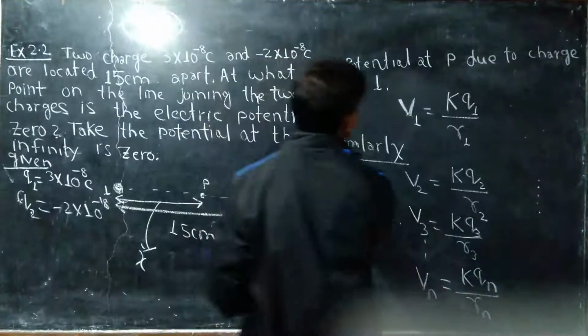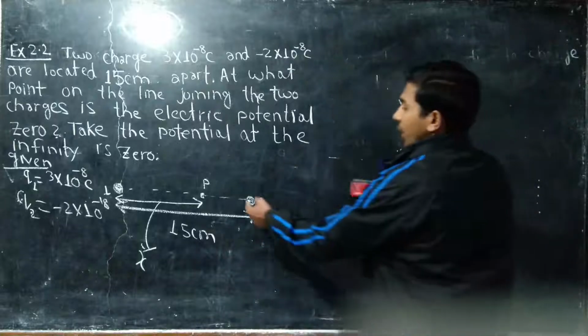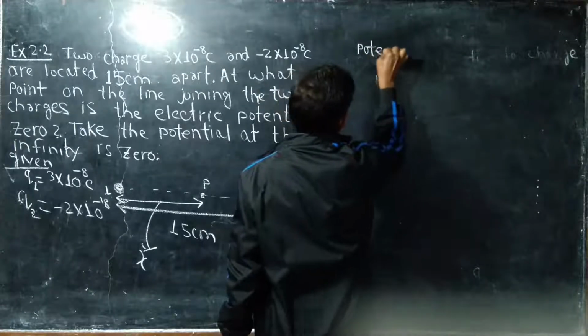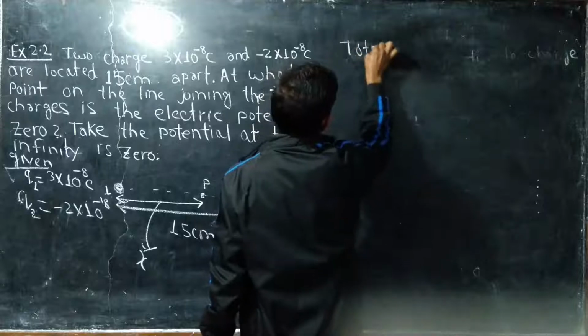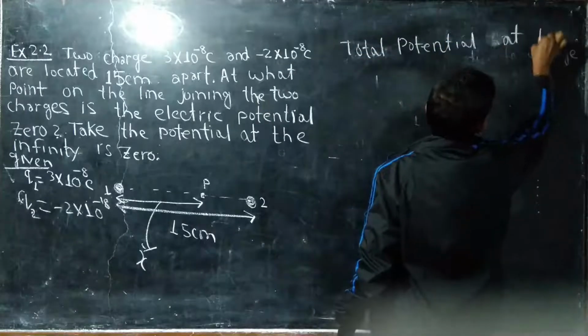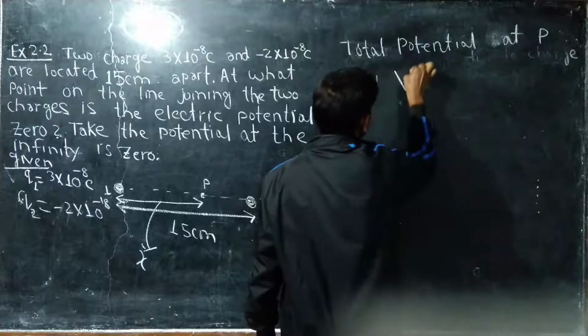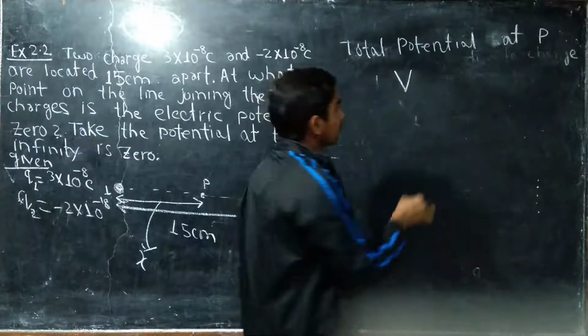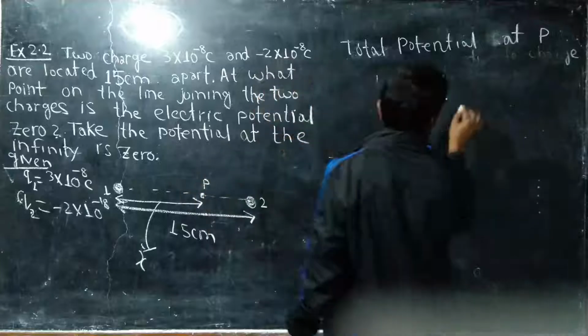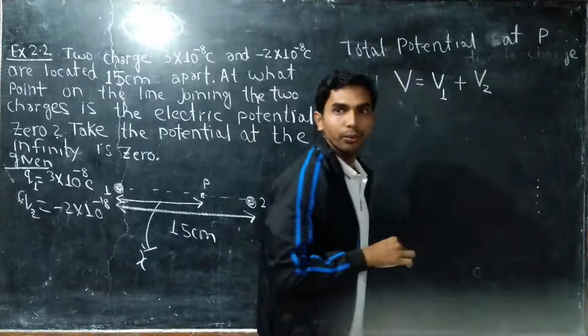So potential at P is mainly due to both charges, right? Now we can write here the total potential at P is V, right? And this V is how much? Potential due to 1 plus potential due to 2, right?